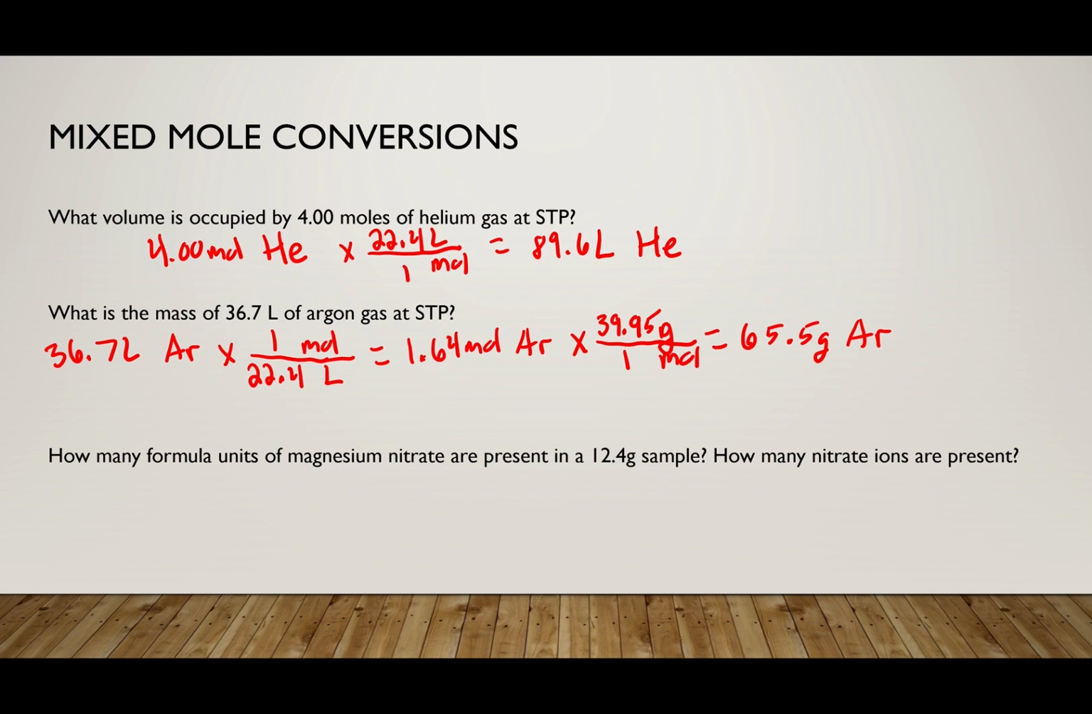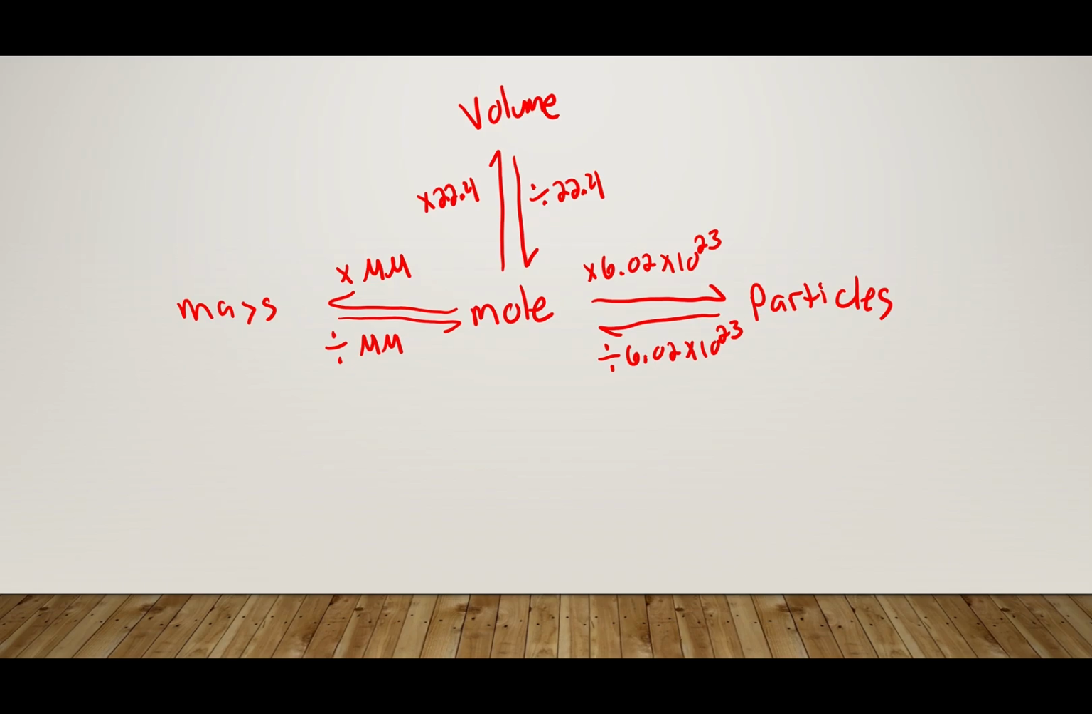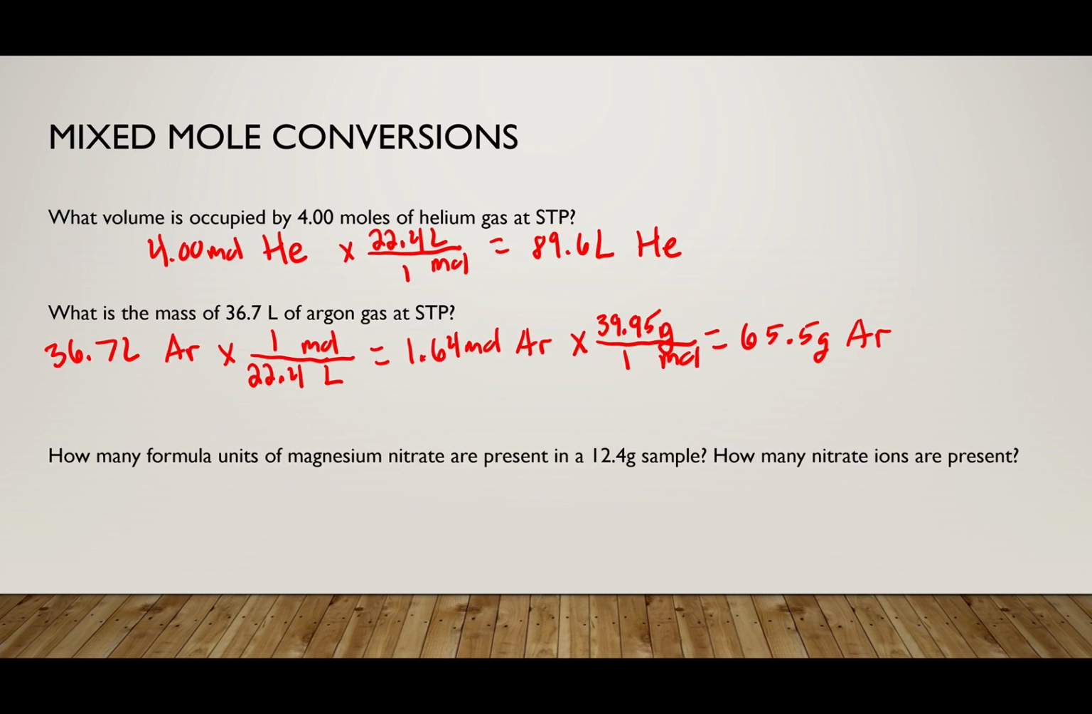So now in the last question, we're asked how many formula units of magnesium nitrate are present in a 12.4 gram sample. And then the second part, how many nitrate ions are present. So first, let's go back and take a look at our mole roadmap. We'll see that we have mass here, and we are asked for particles because formula units falls into the category of particles. Now, the way to go from mass to particles involves having to pass through the mole. So that's going to be our first step. We're going to want to take 12.4 grams and convert this into moles to then convert it into particles.